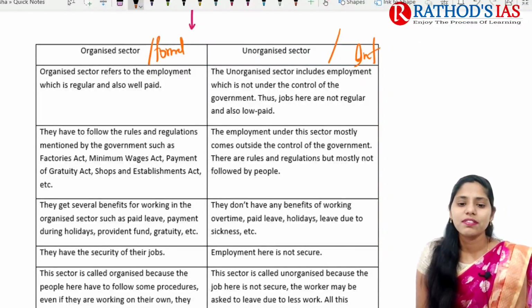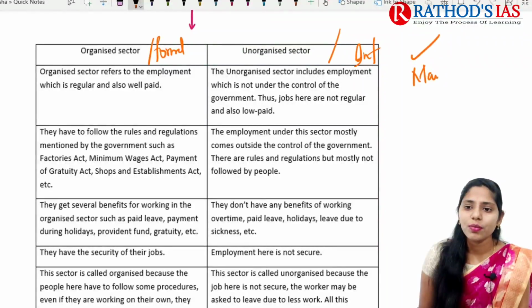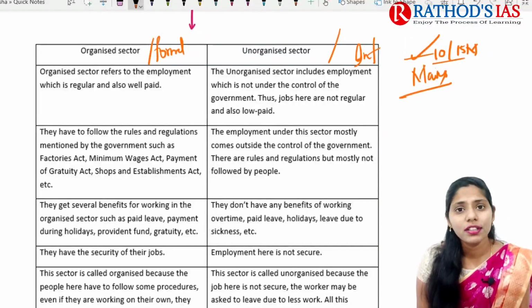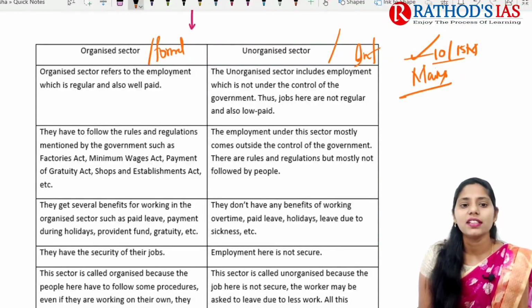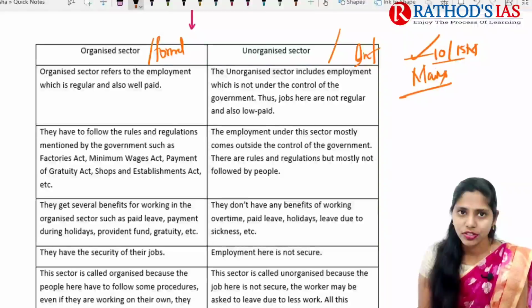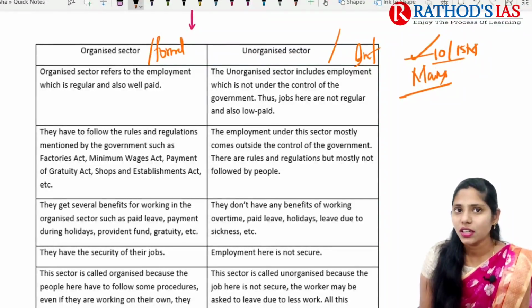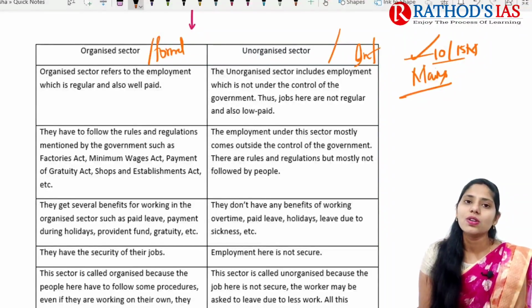So there are some differences. Now let us try to understand. These differences will be very important for your mains, and it will be like a direct 10 marker or 15 marker question regarding what the differences are between the organized sector and the unorganized sector. The organized sector is nothing but employment which is very much regular and also well paid. And in the unorganized sector, employment will not be under the control of the government. Here the jobs are not regular and also low paid.